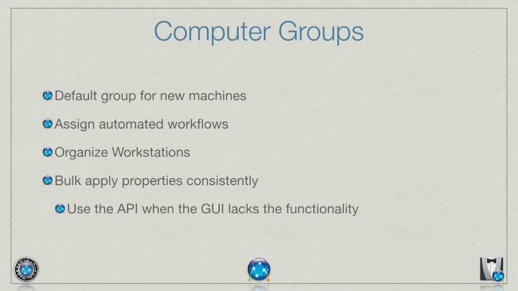Computer groups are another way to help with automation. They allow you to organize the workstations, but they also allow you to bulk modify certain settings on all of the computers within the group. It allows you to set a default group for new machines that have never been added to the DeployStudio database. It allows you to assign workflows so that if you have a computer lab, for example, then you can go in and say, every computer in this lab, run this workflow the next time you netboot, the next time you run the runtime. It allows you to organize them just for visual purposes, and again, it allows you to bulk apply properties.